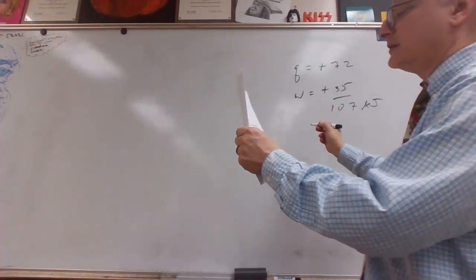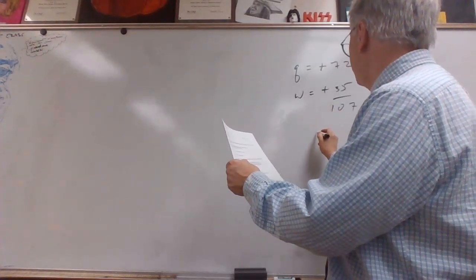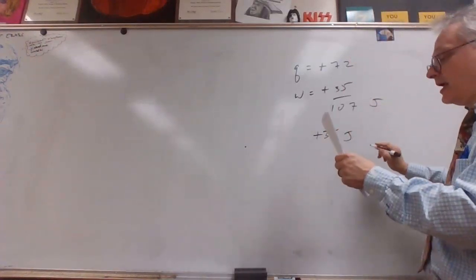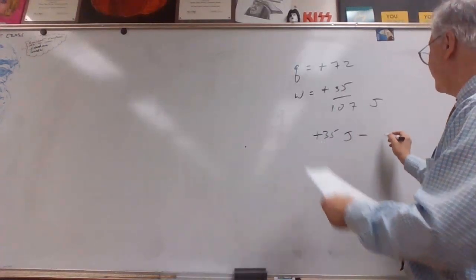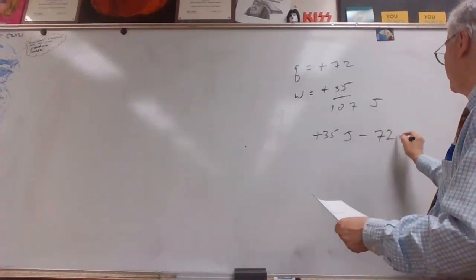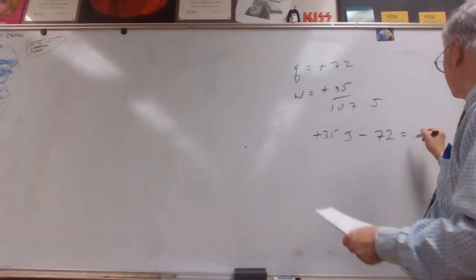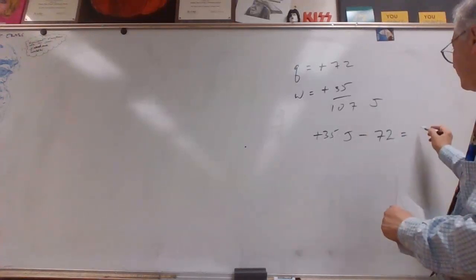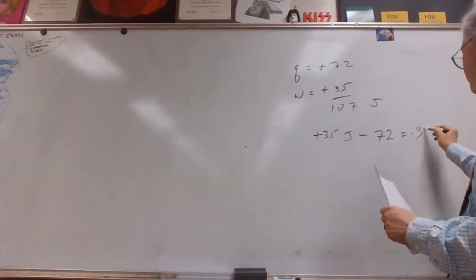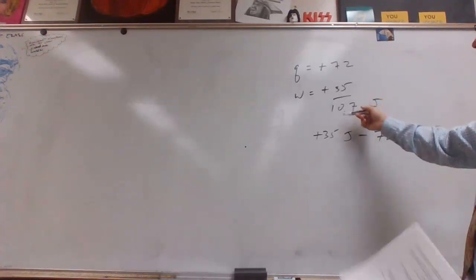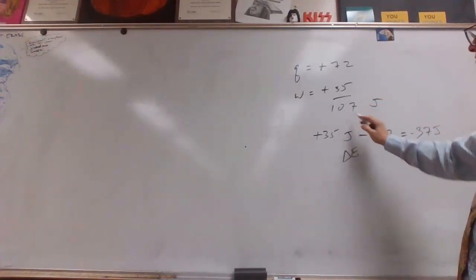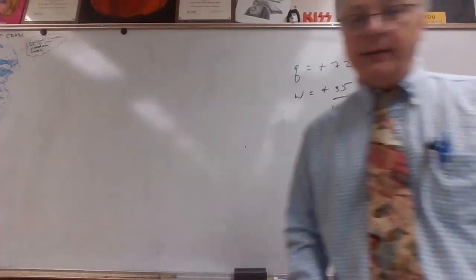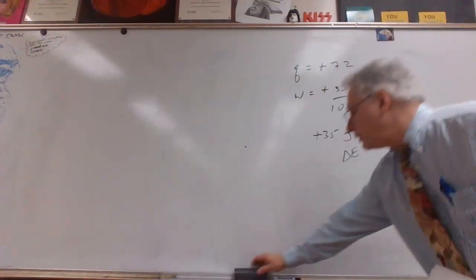It absorbs 35, so it's going to be positive 35 joules. Well, this was just joules up here, while performing 72 joules of work. So 35 minus 72 is what? What's that? 37? Negative 37 joules. So to get the total delta E for the entire process, you're going to just add these 2 delta E's, and that's it. Okay, let's move along.